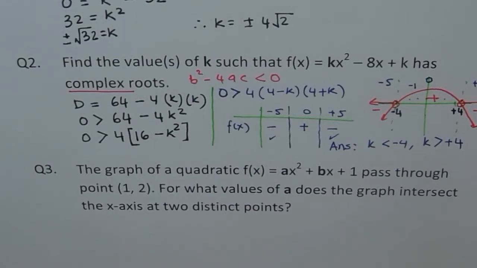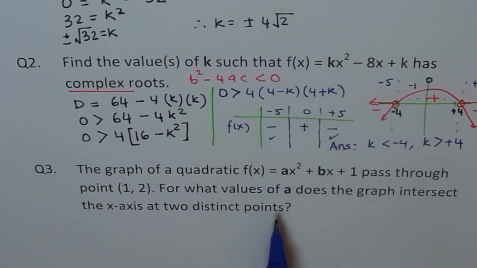Now, first, what do you really understand from this question? Does it make sense to you? It's too complicated. Let's again read it. The graph of quadratic function f of x equals ax squared plus bx plus 1 passes through point 1 and 2. X is 1, y is 2. So it is on this graph. I can always plug 1 here and get the value of f of x. For what values of a does the graph intersect x-axis at two distinct points?